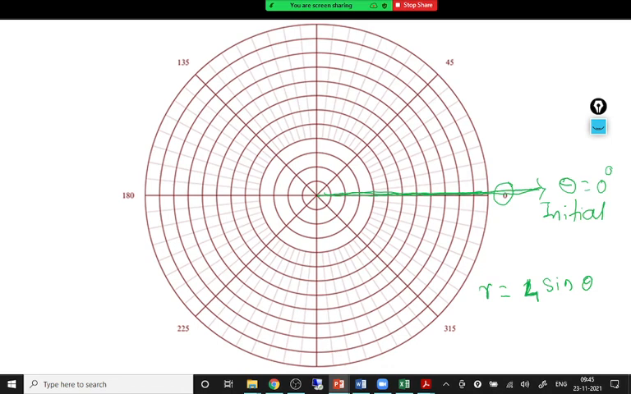On that, what is the value of r? What will be the value of r when theta is 0? 0. Okay, that is the correct answer. So when theta is 0, r is 0, and we got one point here.